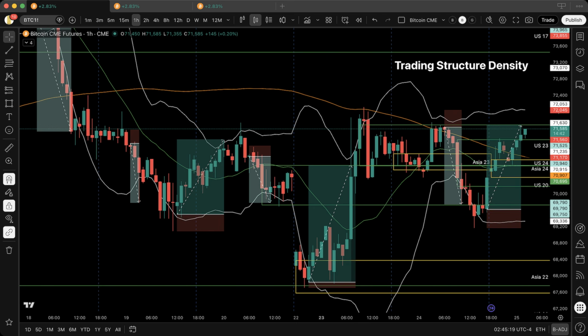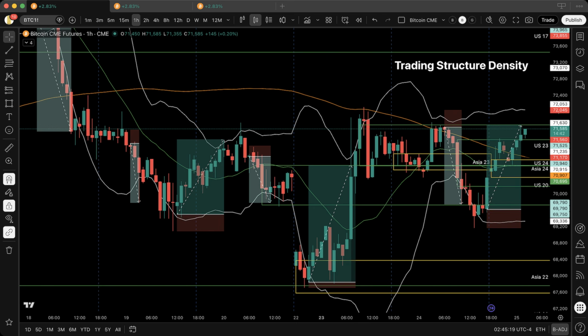Now we define forward conditions, because structure is approaching resolution. The March 24th Asia session is now interacting with multiple upper boundaries. It is testing the March 24th US session upper region, and also testing the March 23rd US session upper region. This creates a layered resistance structure. Now the question is not direction. The question is acceptance. Will price be accepted above this structure, or rejected back into compression?